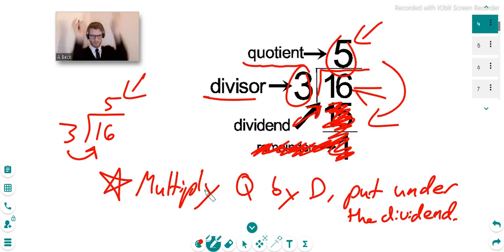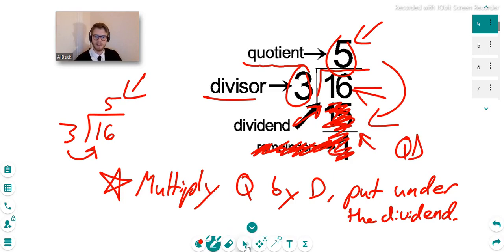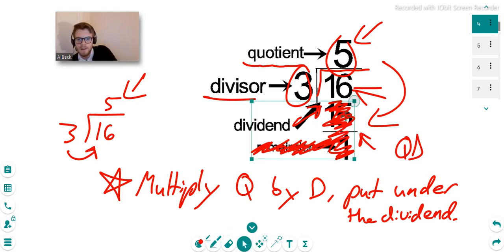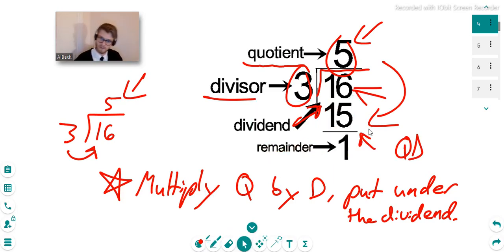Whenever you put a quotient on top, you can't just let it be. You have to do something with it. You put it up there, okay, good. Now multiply it by the divisor, then put it under the dividend. So Q times D, and I like to call that the QD number. If we go back to our equation here, the QD number is the 15, because 5 times 3 is 15.